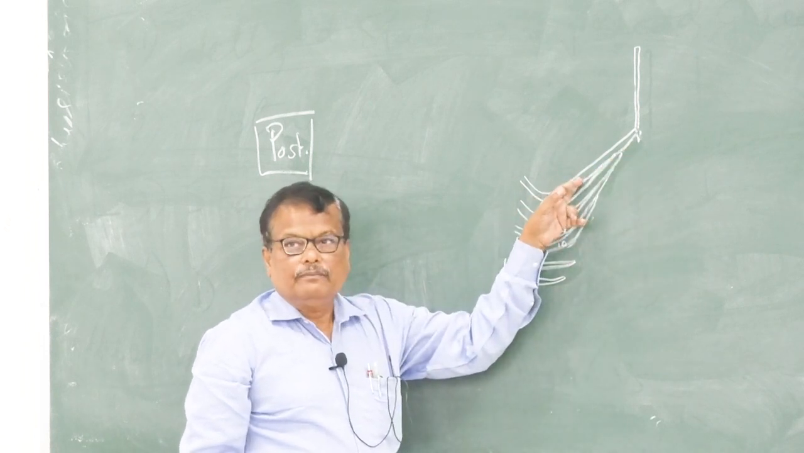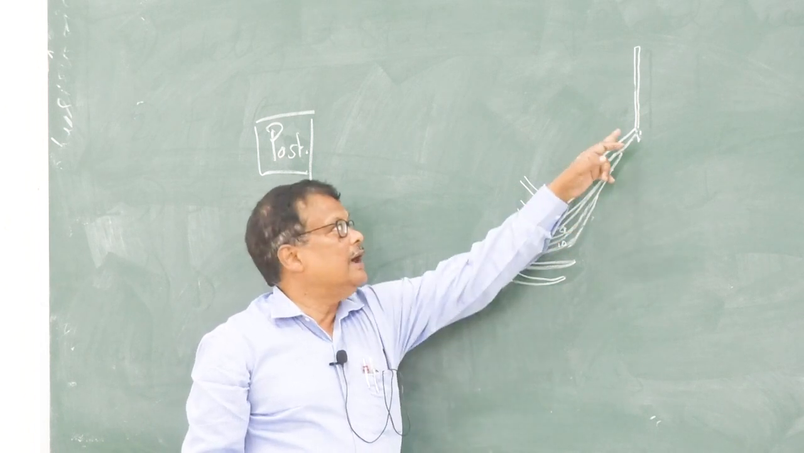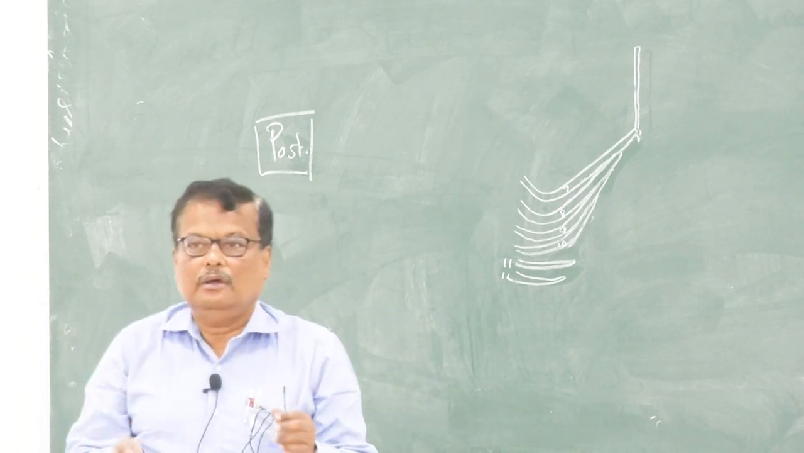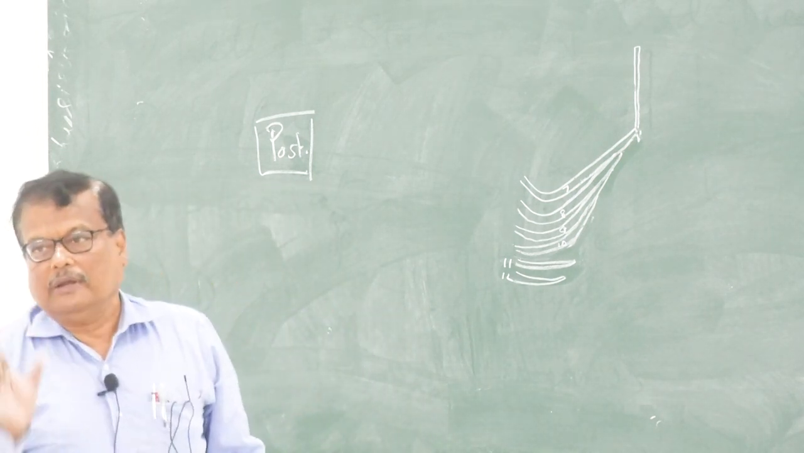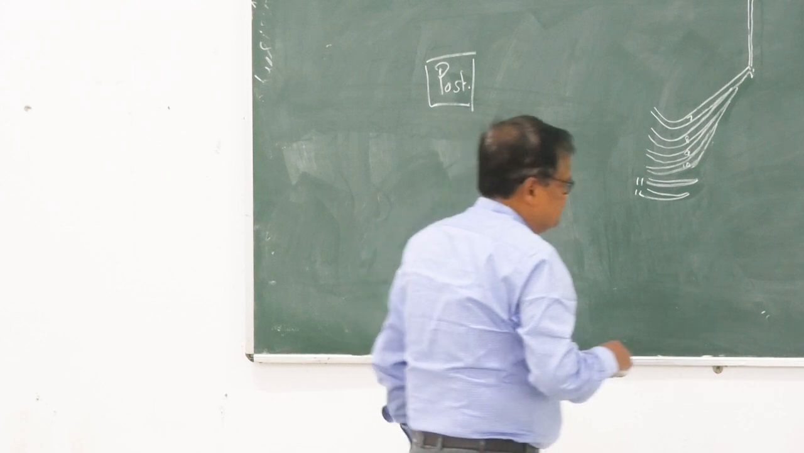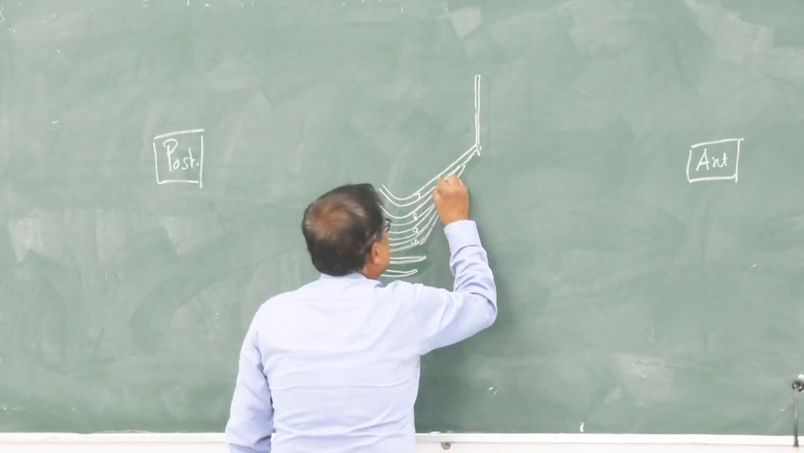These are the ribs, and ribs do not directly attach to the sternum. They attach with the intervention of cartilage. We call them costal cartilage. I will show the picture. So these are the costal cartilage.